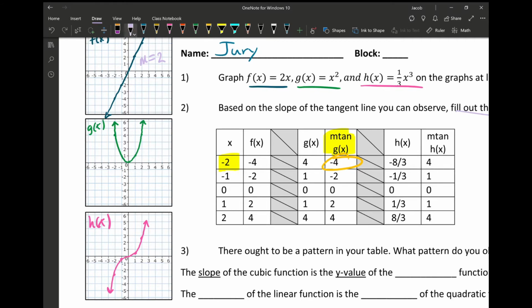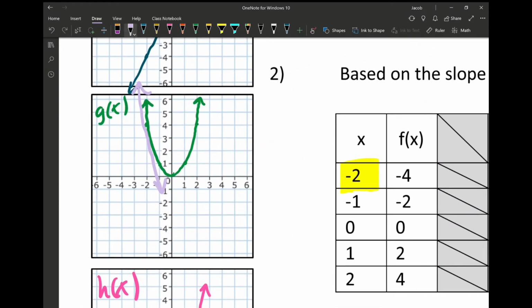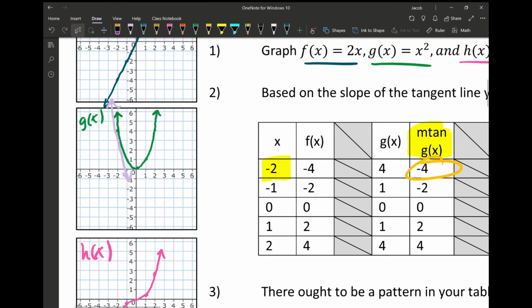I would look at -2 and plot a tangent line. So over here I've drawn in light purple a negative slope of 4, a tangent line at x equals -2. And we could go around the entire quadratic and follow along what this chart is saying. At -1 we'd have a slope of -2, and at 0 we have 0, and so on. So you all could draw these tangent lines as well. You don't need to, but I'm just showing you how to read this chart here.